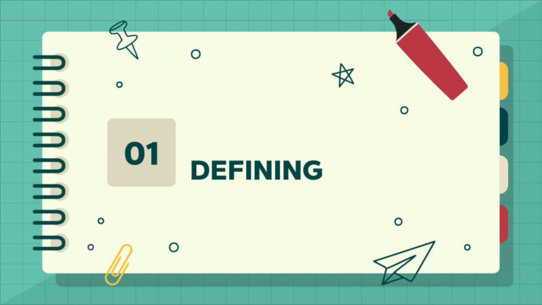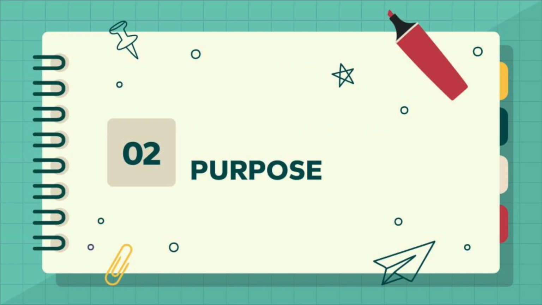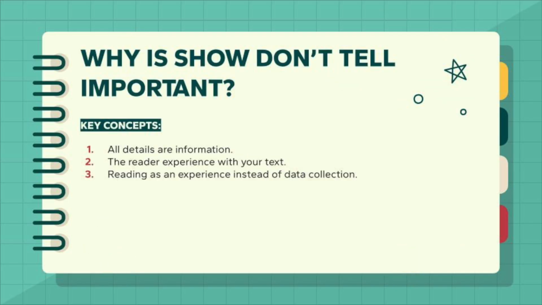Number 1, defining. So what is show, don't tell? I define it as descriptions that convey information that allows for readers to engage actively and infer information. This may not make sense to you now, so let me break it down further. Number 2, purpose.